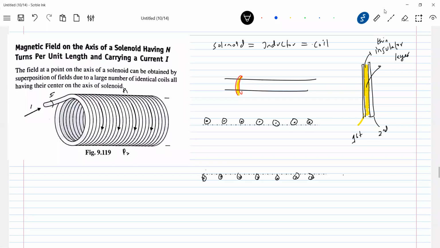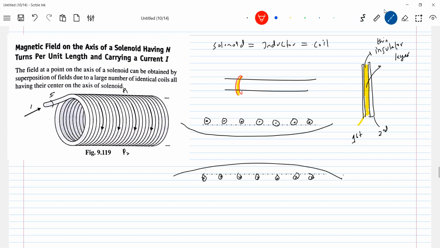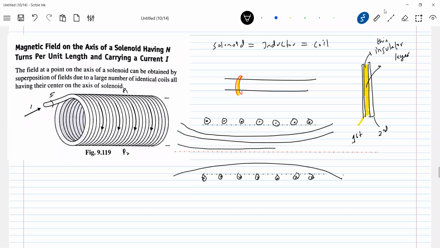Here the current will be out of the plane. This will be into the plane. So the field due to the solenoid between them will be in this way. And we'll define this as the axis of the solenoid. This will be the field inside the solenoid. So the structure of the solenoid, the volume of the solenoid, shall I say it's cylindrical?